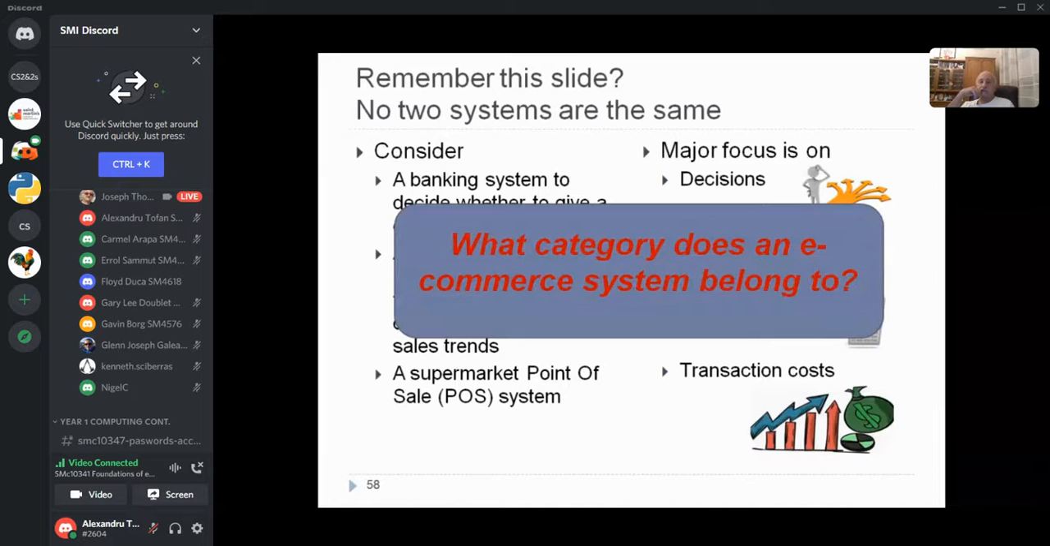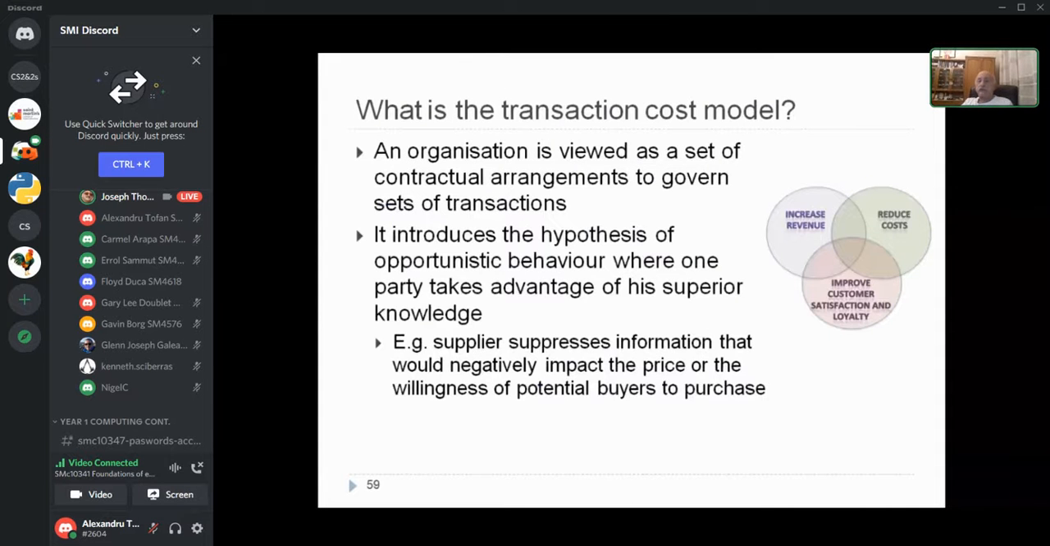Who can tell me? Decisions, data and information, or transaction costs? The major focus. Transaction, I believe. Transactions. Because here we're talking about the financial side of things. Okay, we need to take decisions, we need to have information available, but here the main focus will be transaction cost.